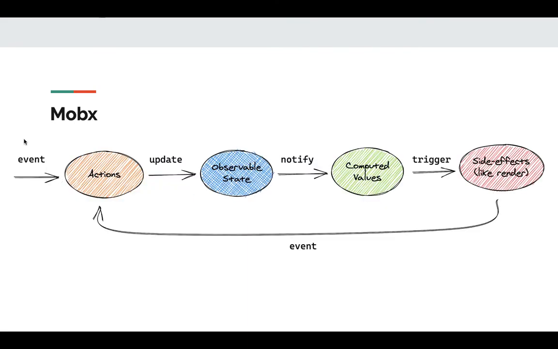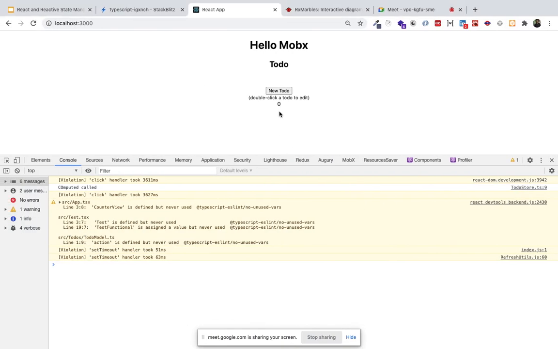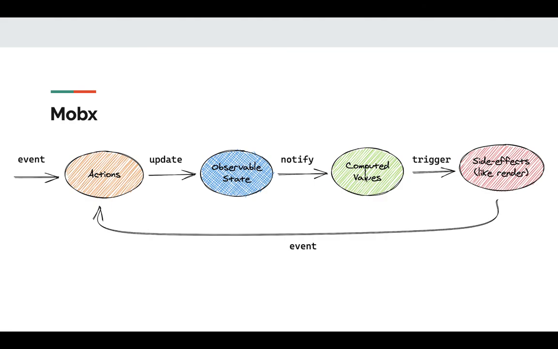So this is how the MobX cycle works. You have actions that update your observable state, and this observable state will notify your computed values, or you can directly use your observable values like we used in the counter one, and that would trigger your side effects like render. So this is it for MobX.